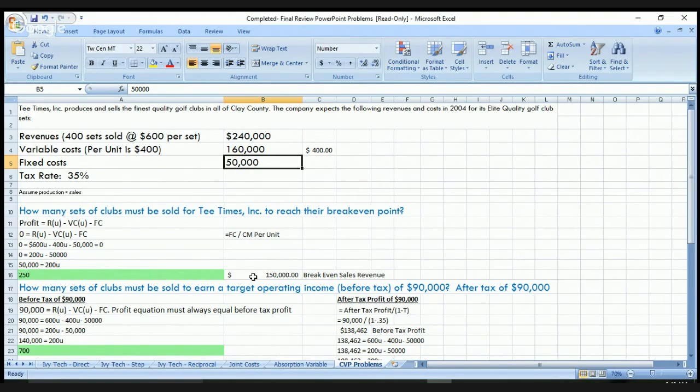Now my break even in sales revenues, all I have to do is take the 250 times my 600 per set. And so to get the break even sales revenues, it's going to be $150,000.